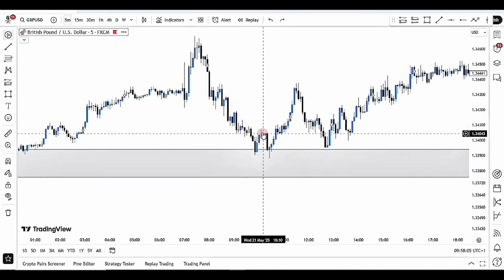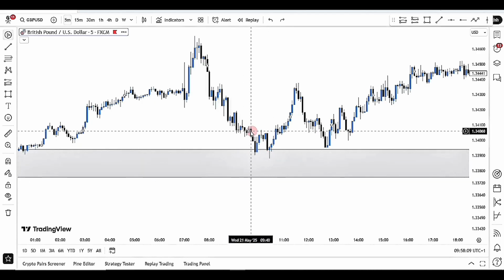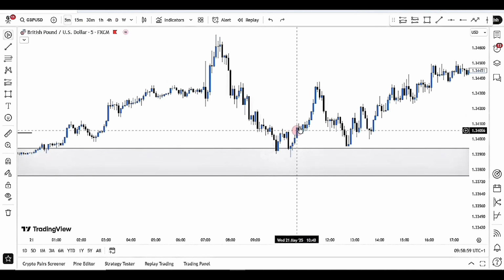So what do we have? This was the last low that formed. Now what am I expecting? I'm expecting price to create a shift of structure at this point, breaking this very last low that formed before the shift to the upside.